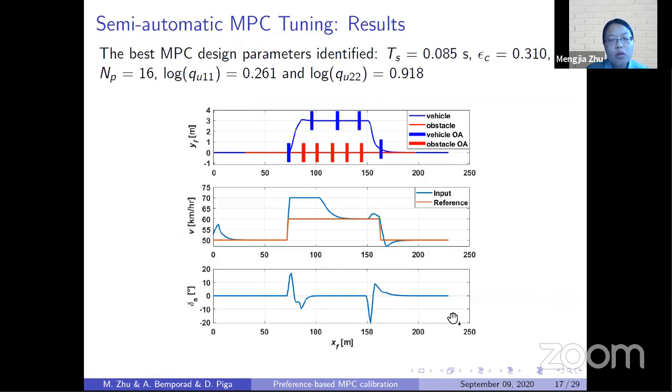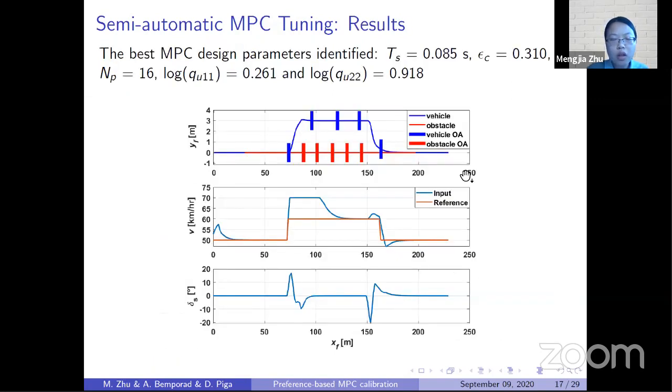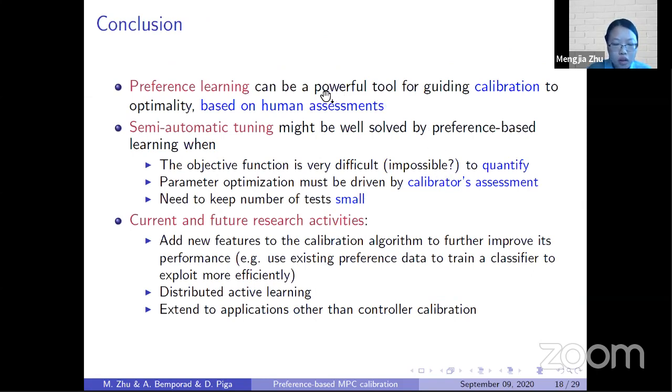And so, as we noticed, after just 49 comparisons and 50 experiments, we were able to get pretty good results for this test scenario. So in conclusion, preference learning can be a very powerful tool for guiding calibration to optimality based on human assessments. Semi-automatic tuning might be well solved by preference-based learning when these conditions are satisfied.